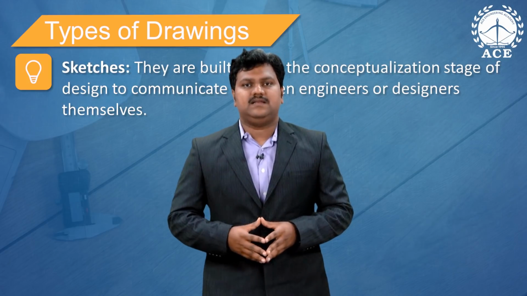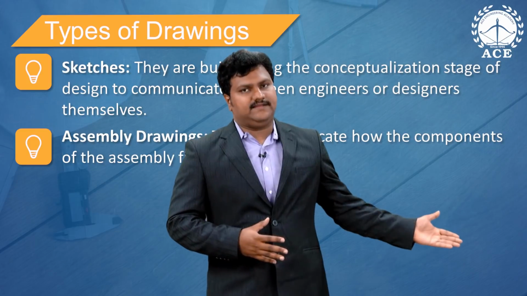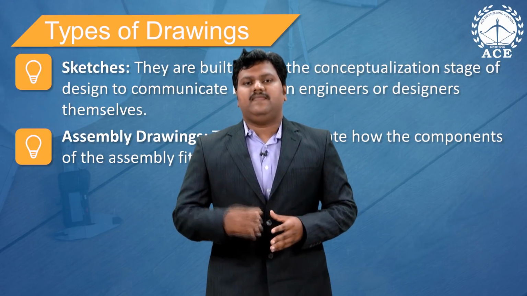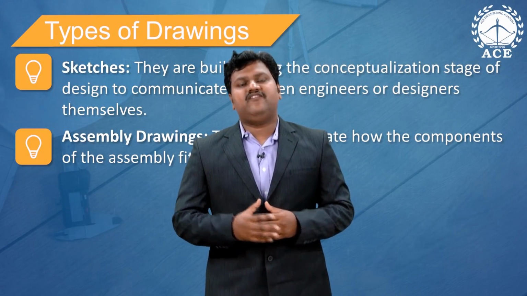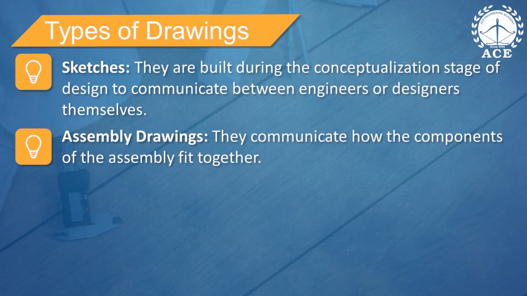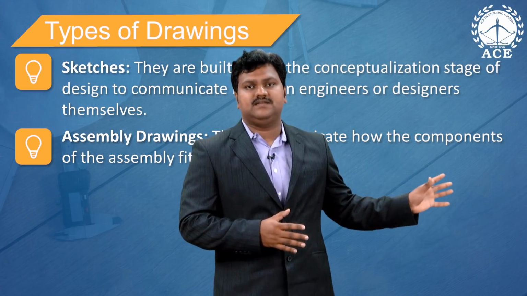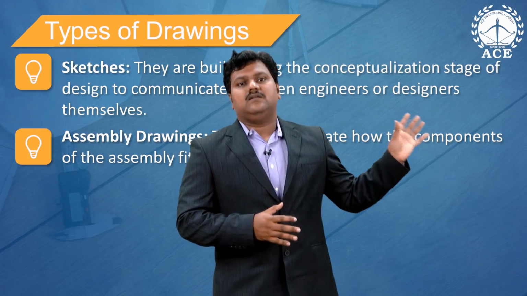The second one is the assembly drawings. They communicate what the different components are that exist in the product, how they are placed, how they are oriented, and how they fit together. This helps the manufacturers to assemble the components inside the product.